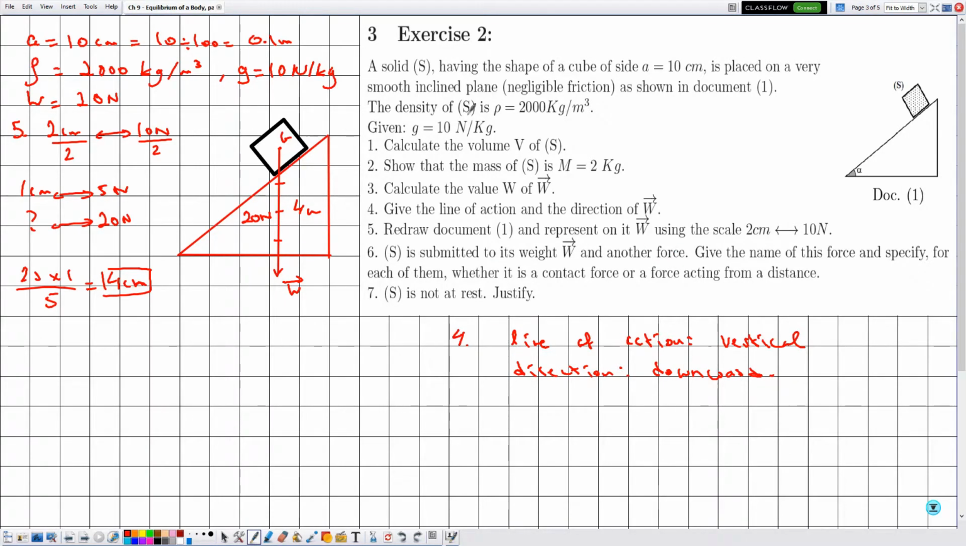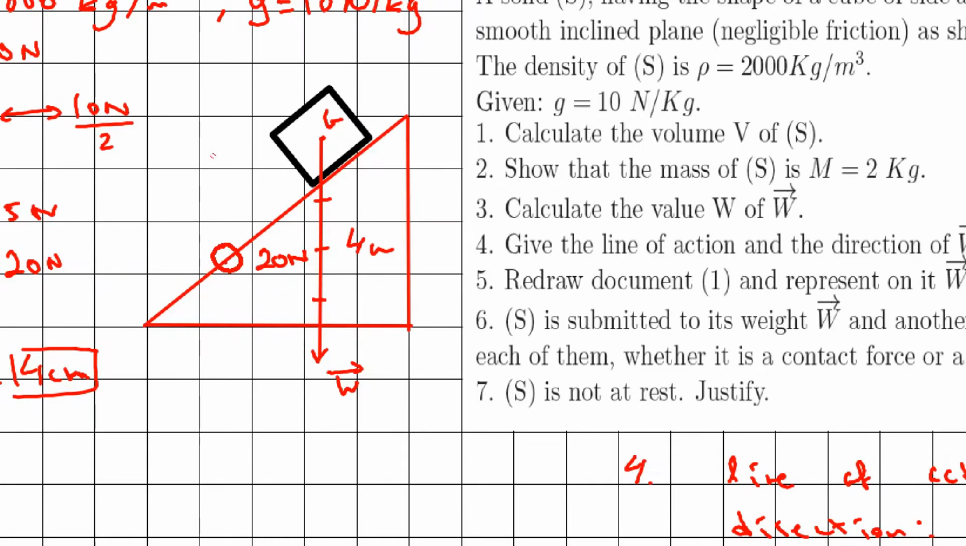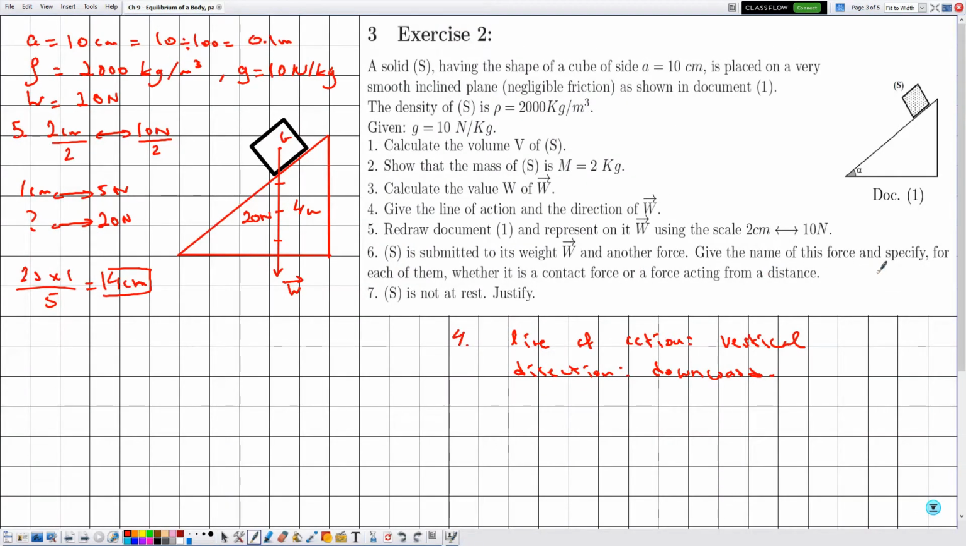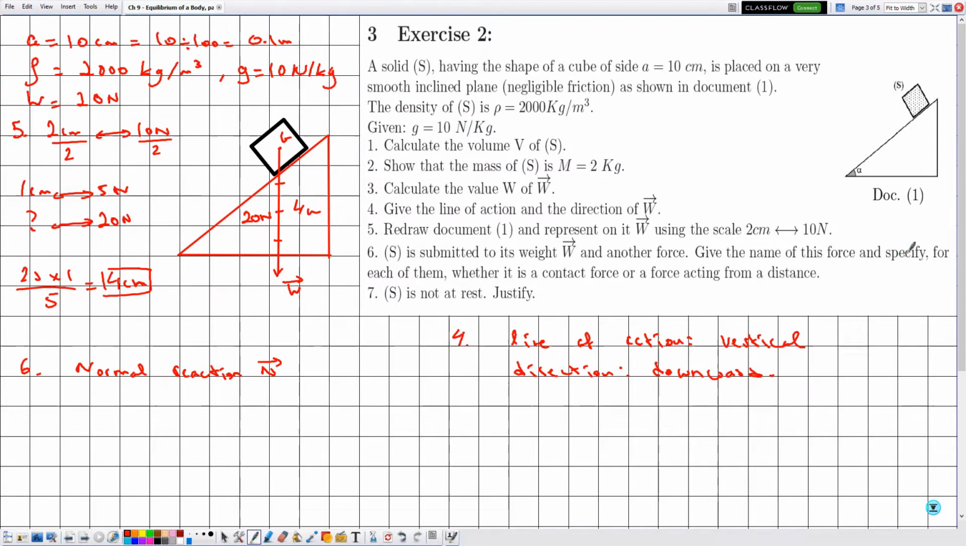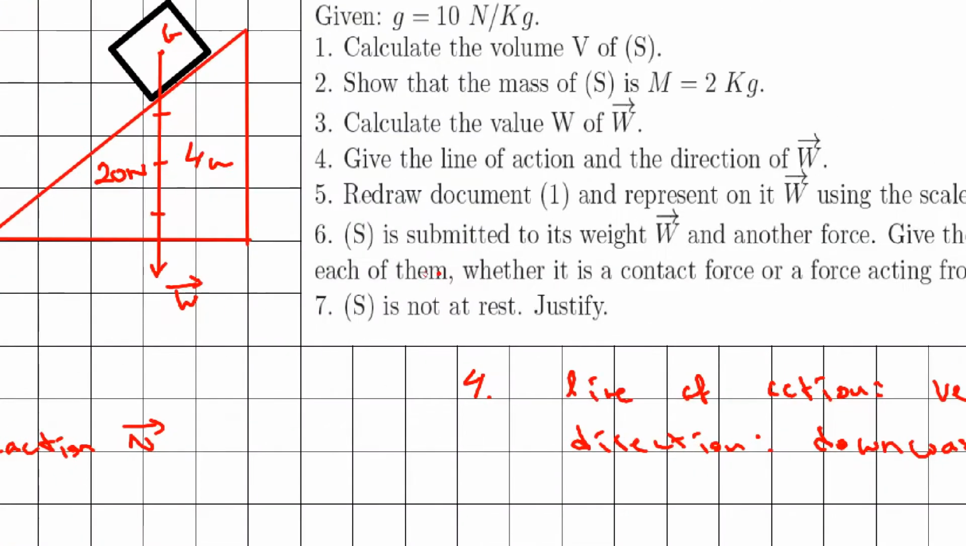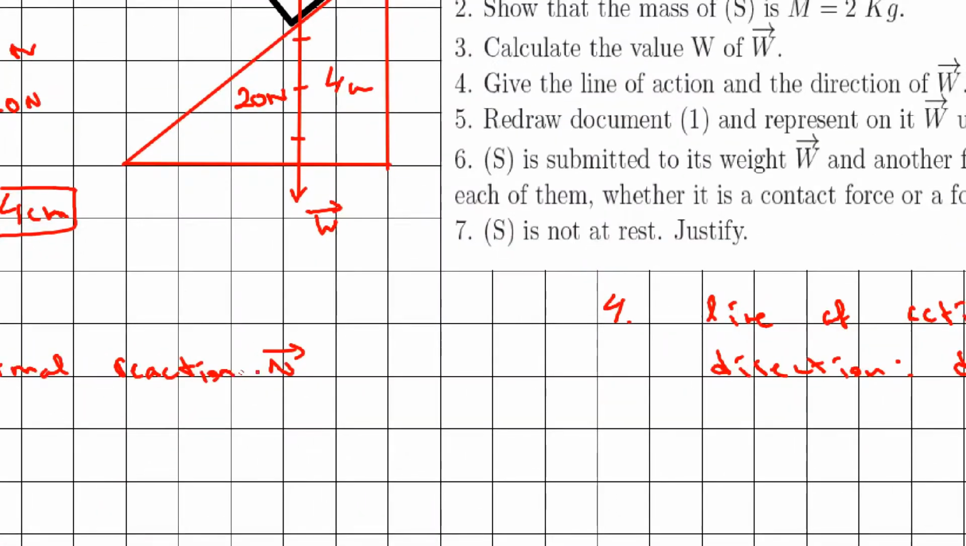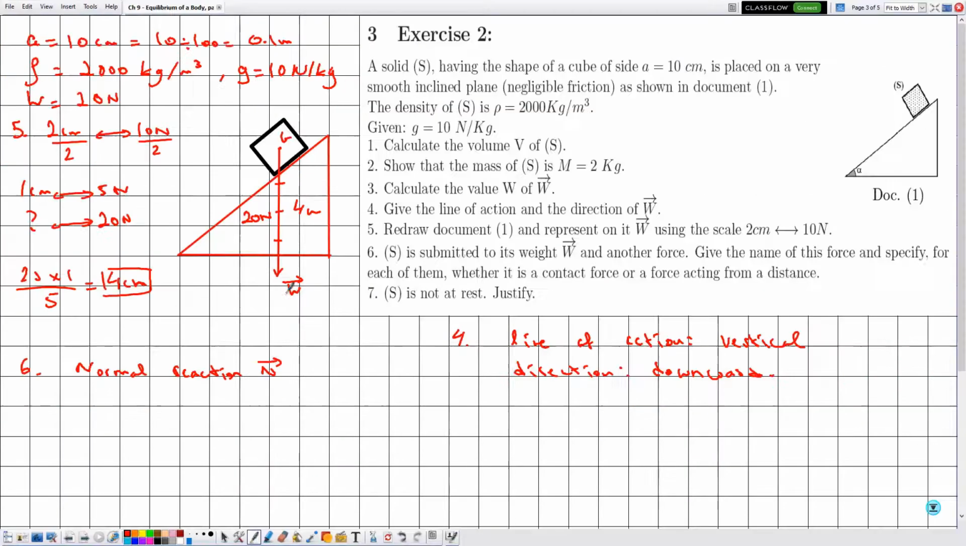So here in this case, we have this support, which is the inclined plane. They are asking me to give the name of this force. So the name of this force will be the normal reaction. And they are telling me to specify for each of them whether it's a contact force or a force acting from a distance. If we look carefully at the question, they are referring to both forces, the normal reaction and the weight, and we need to classify these forces.